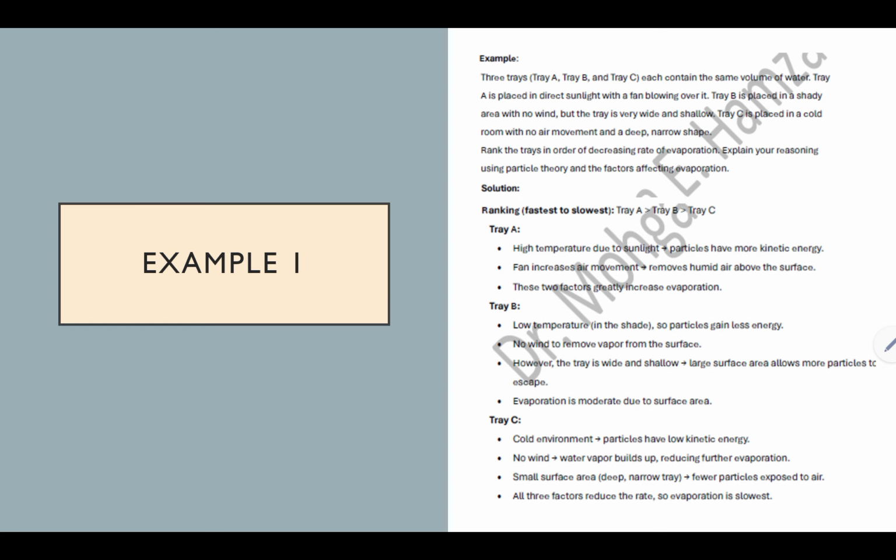B in the shade has low temperature, so particles have less energy, no wind to remove the vapor from the surface, but the tray is wide and shallow, so large surface area will allow particles to escape, so tray B will be our second option. C, cold environment, low kinetic energy, no wind, small surface area, so all 3 factors reduce the rate, so the evaporation is the slowest in tray C.